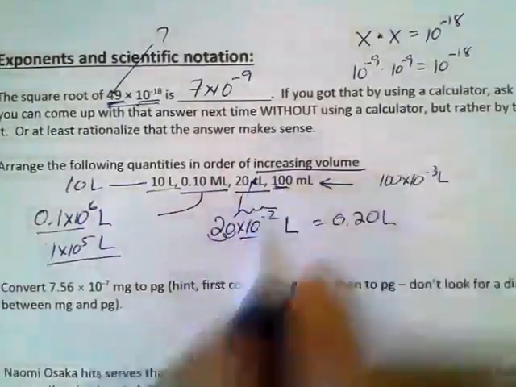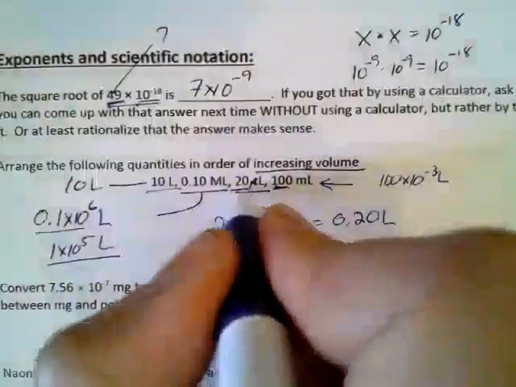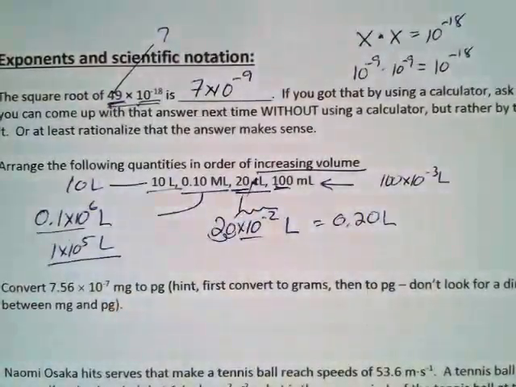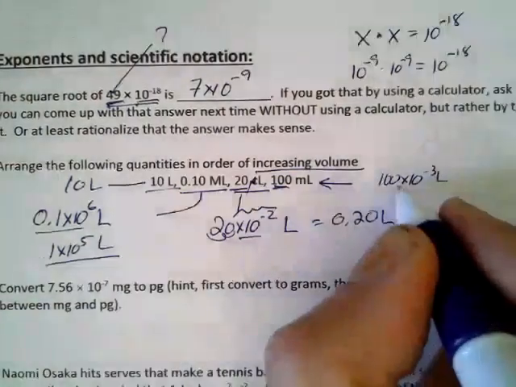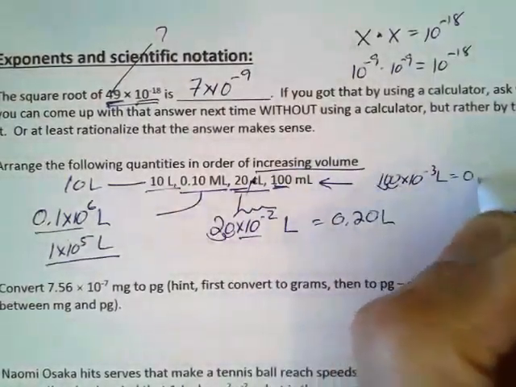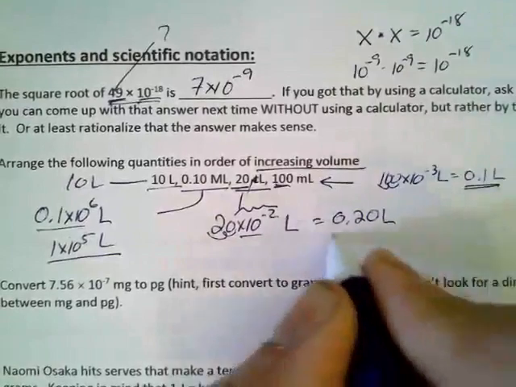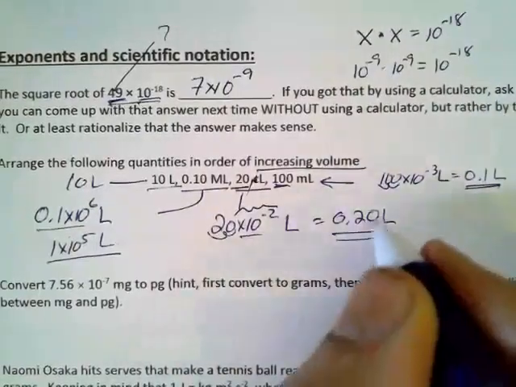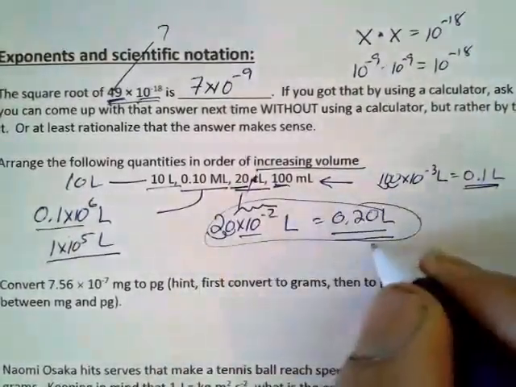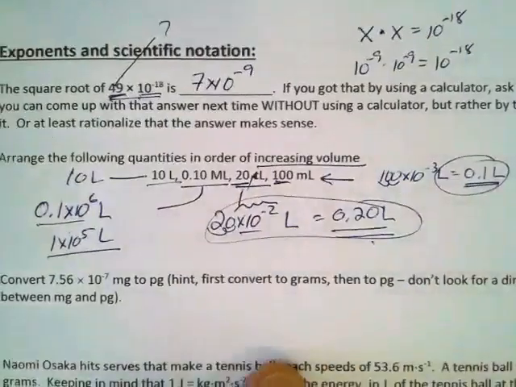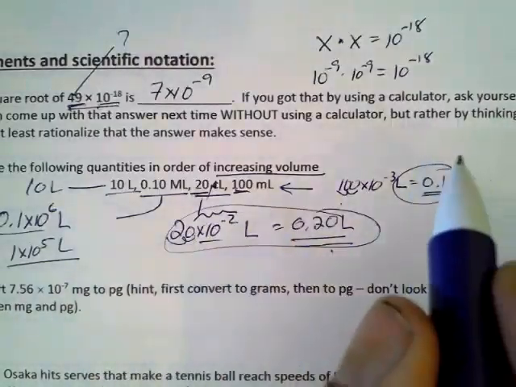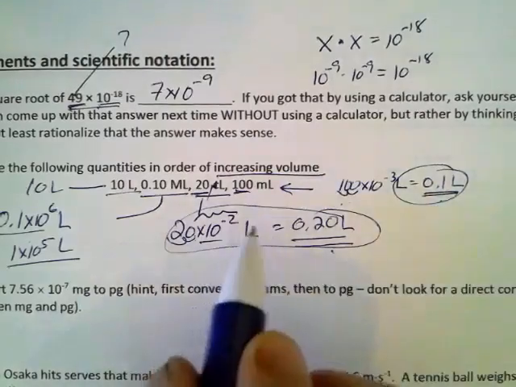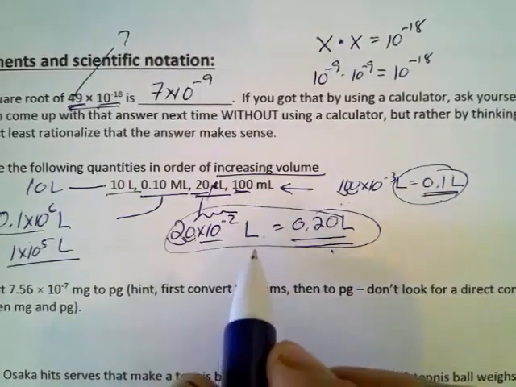Now 100 is a bigger number than 20. So you might initially be fooled that, hey, that 100 is bigger. But when we actually swing the decimal place, this becomes 0.1 liters. This was 0.2 liters. So in fact, this is half as big as that. So even though 100 is a bigger number than 20, 0.1 liters is a smaller number than 0.2 liters.